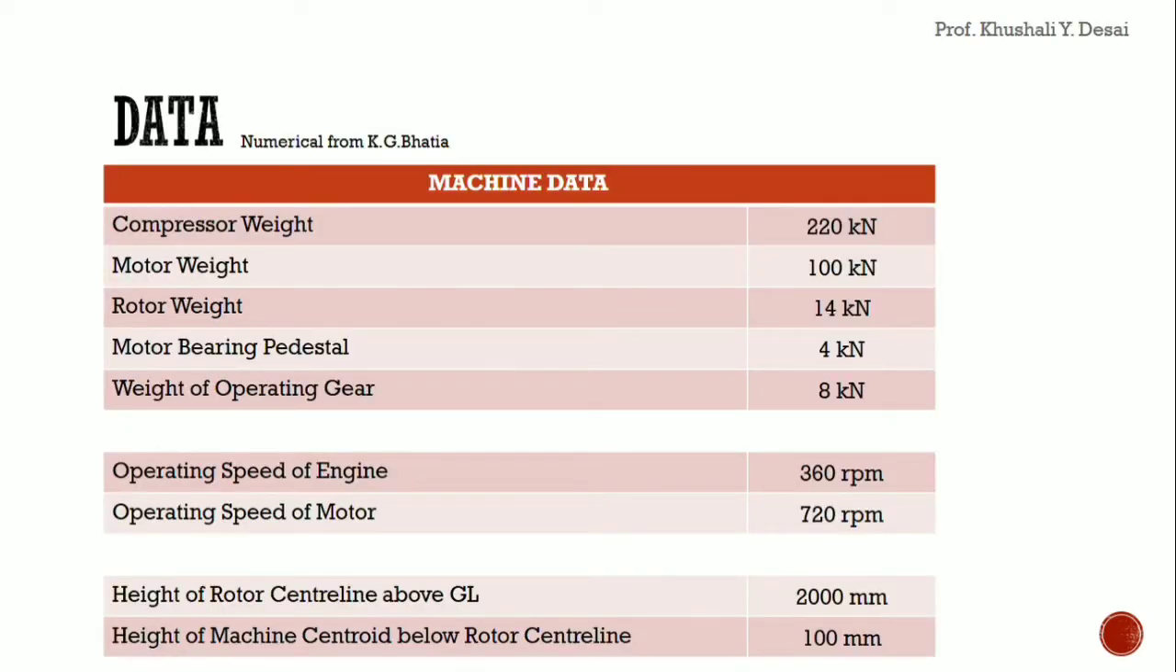This is machine data from the book authored by K.G. Bhatia, wherein you have compressor weight, motor, rotor and pedestal weight, the weight of operating gear and some speeds given. Just to have a brief revision of what is a compressor: a compressor is a mechanical device used to increase the pressure of gas by reducing its volume.